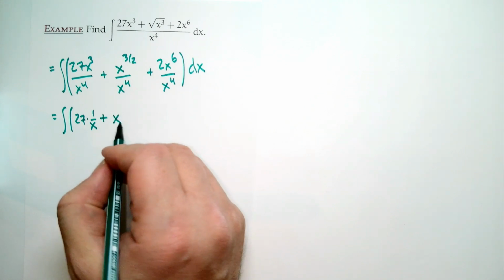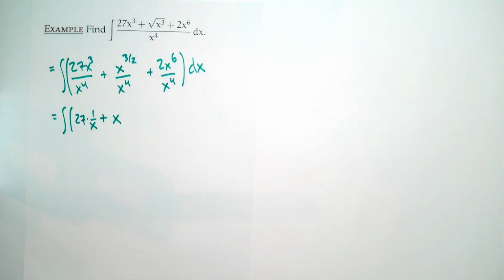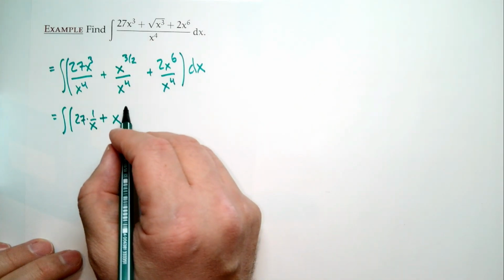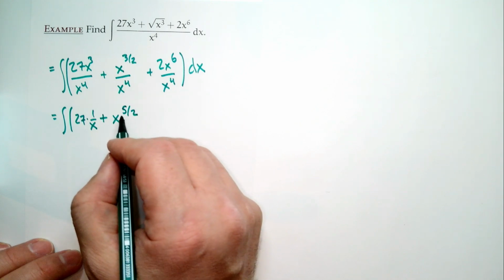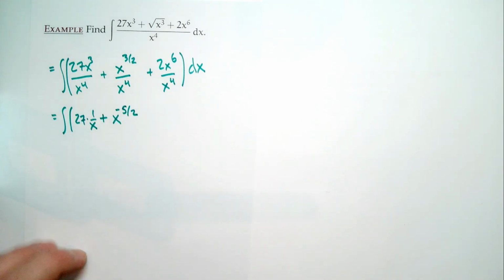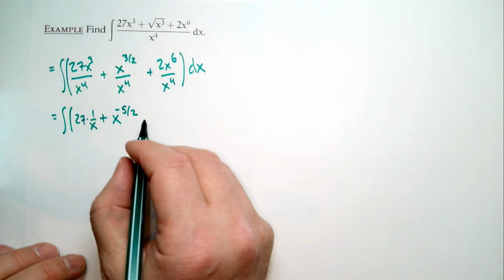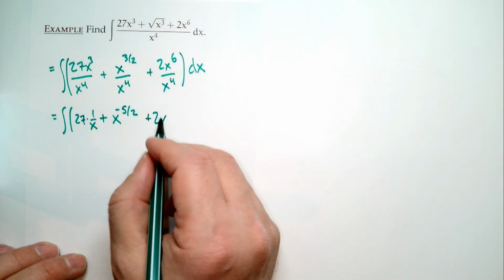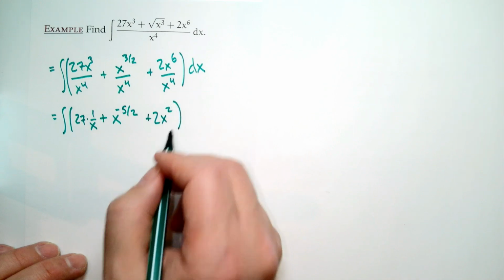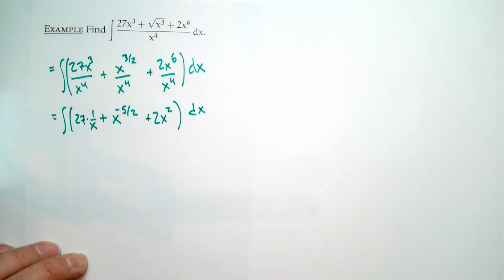It's going to be x to some power. Okay, so you take 3 halves, subtract 4, and you get 5 halves? Is that right? Oh, negative 5 halves. Yeah, right. Because you make 3 halves minus 4, it's like 3 halves minus 8 halves. So negative 5 halves. Okay, how about this last one? 2x squared. All right, we probably should have started with that one. dx. Okay, so now we go through them one at a time.